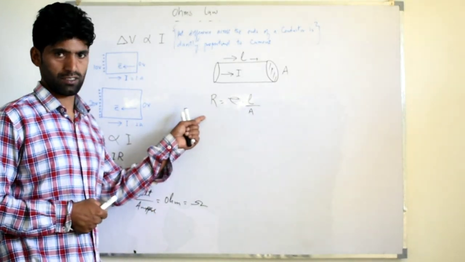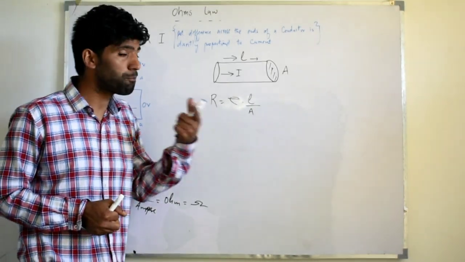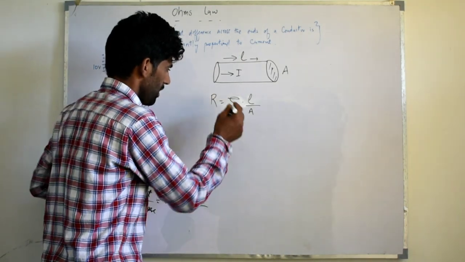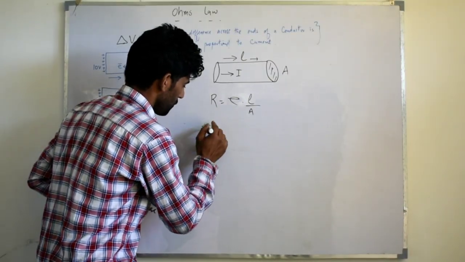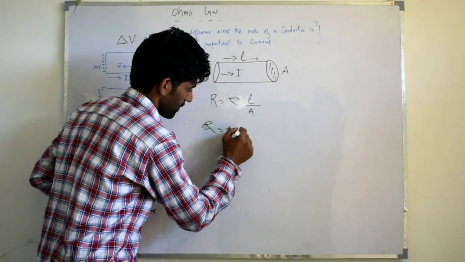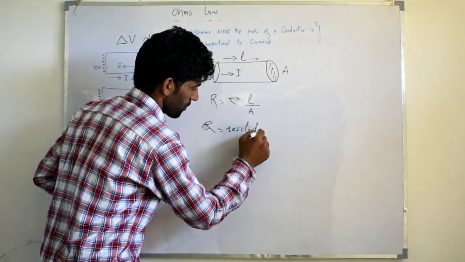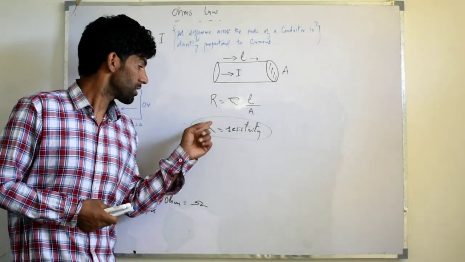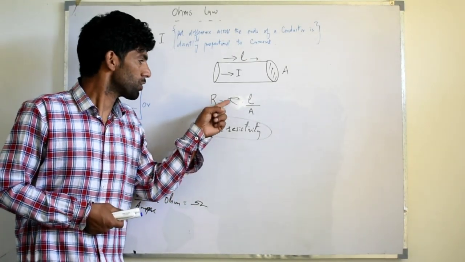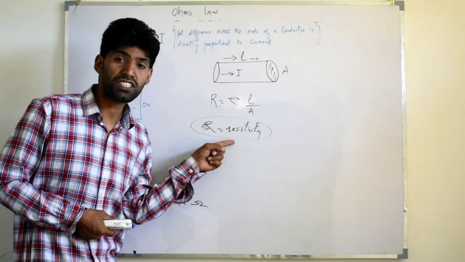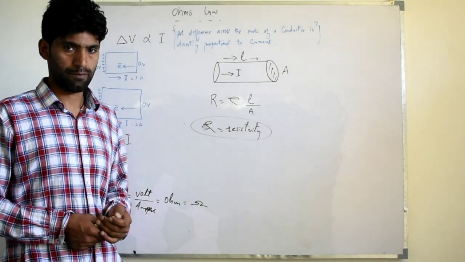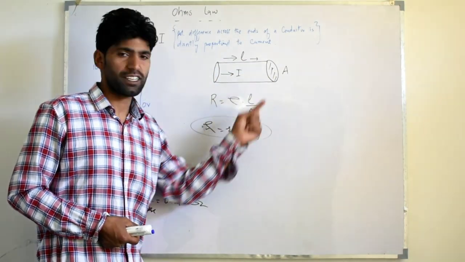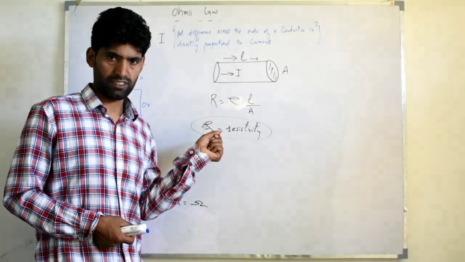This is the resistance, which obstructs the flow of current. It is the opposition to the flow of current. Here, this rho is called resistivity, pronounced as rho. R is equal to rho into L divided by A. Resistivity is a property of a material. L is the length of the conductor, and A is the area of cross section. This is called resistance.